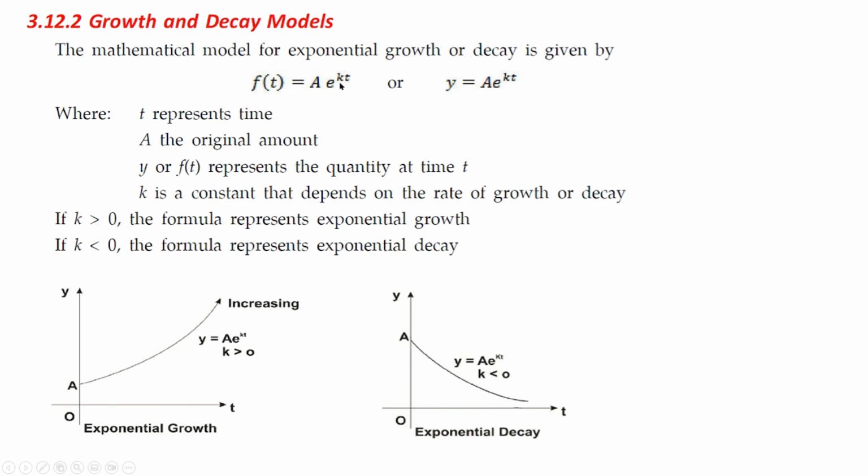If this k is more than 0, then this formula will represent exponential growth. On the other hand, if this k is less than 0, then this formula or this solution represents exponential decay. So this is the case when there is exponential growth in the quantity. Here we have y = a e^(kt), and this is the case where we have exponential decay in the quantity, given by y = a e^(-kt). Here k is less than 0.